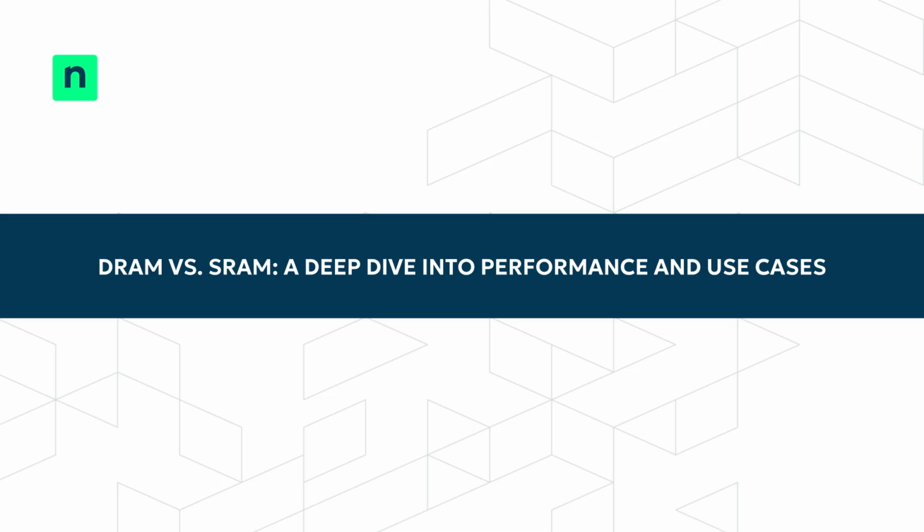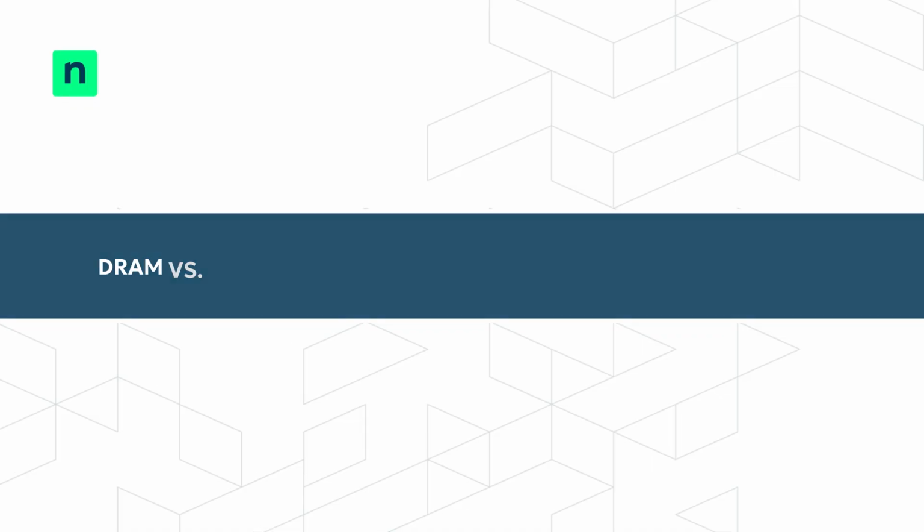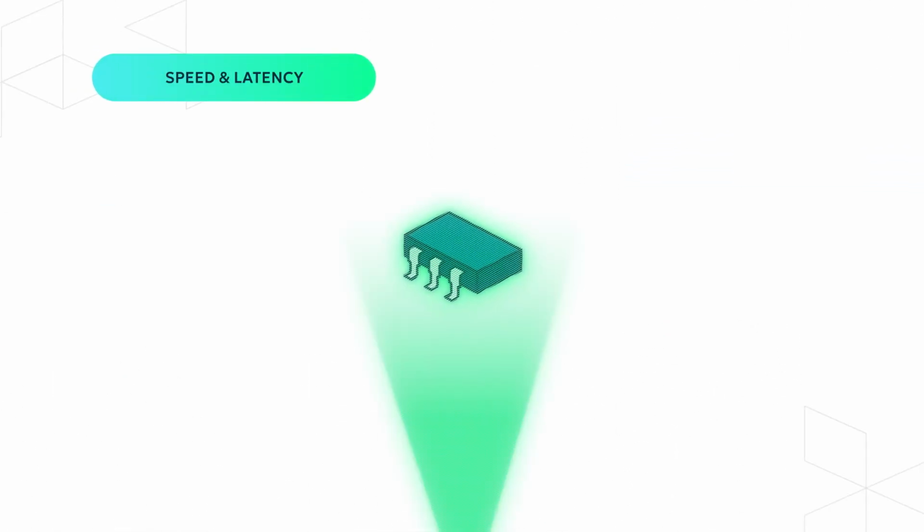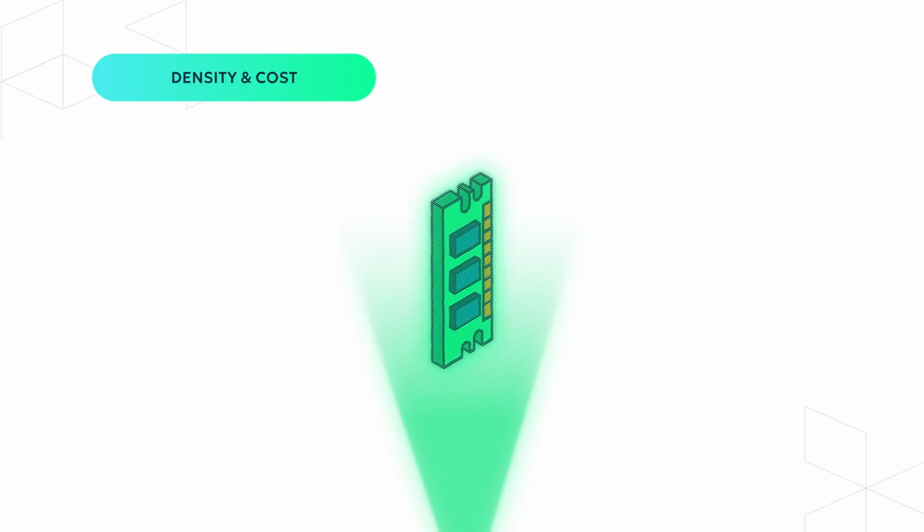DRAM versus SRAM, a deep dive into performance and use cases. When choosing between these two, key differentiators are speed and latency. SRAM is ideal for ultra-low latency applications like processor caches, L1, L2, L3, due to its consistent sub-2 nanosecond response times. Density and cost. DRAM provides higher density at a lower cost per bit, making it the choice for main system memory to handle large datasets.